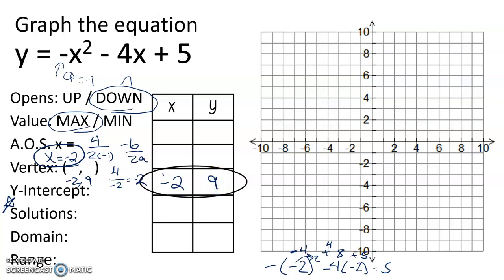All right. Y-intercept, that's going to be the 5. So that's going to be my C value. So the y-intercept is 5 or 0, 5.